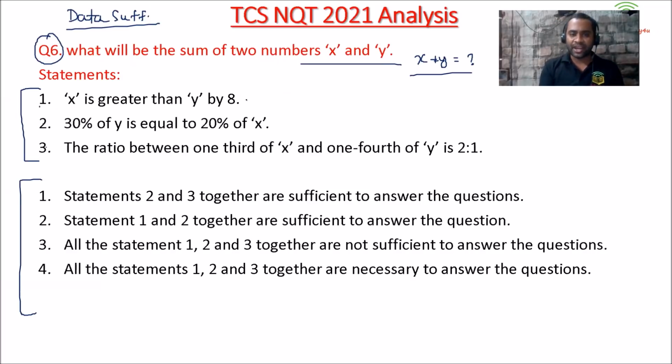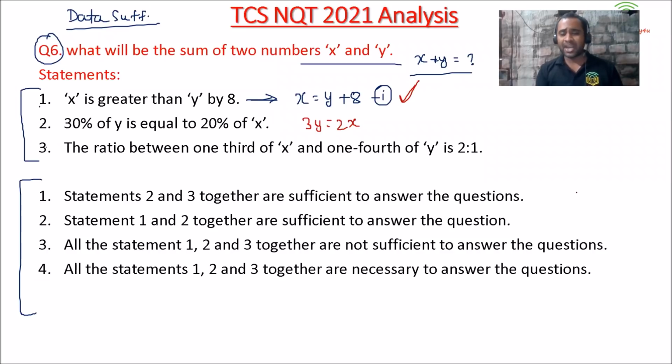Okay, so let us try to solve statement 1. X is greater than y plus 8. So I can write one equation, x equals y plus 8. I don't think you should have any problem here, right? X equals y plus 8, X is 8 greater than y. Now 30% of y is equal to 20% of x. So I can directly write 3y will be equal to 2x.